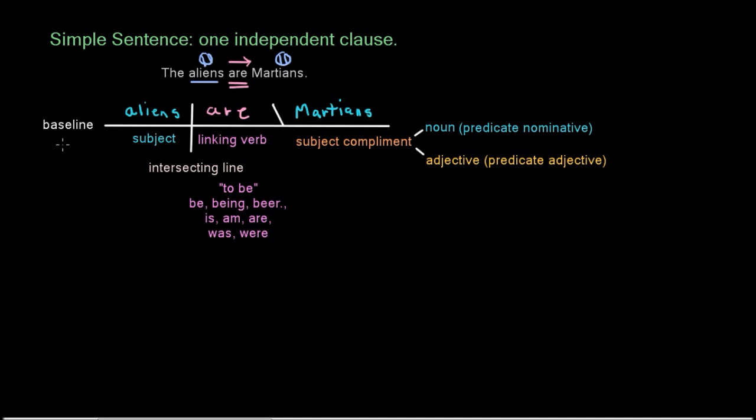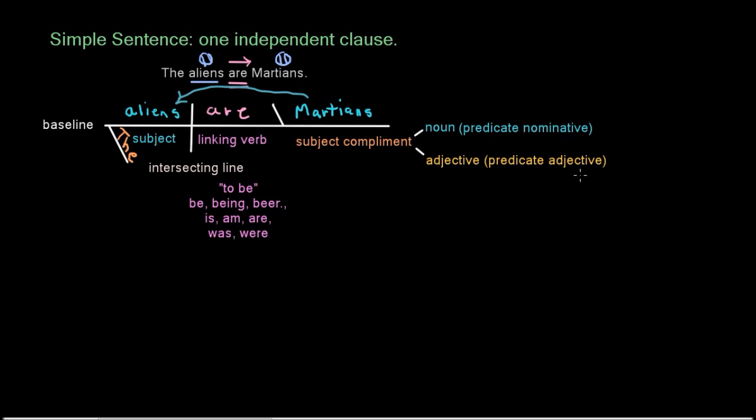We have a modifier, the article the. Martians, as you can see, is a subject complement which refers back to aliens.